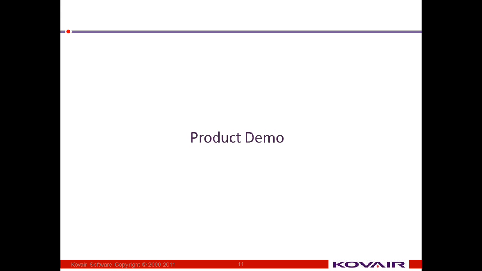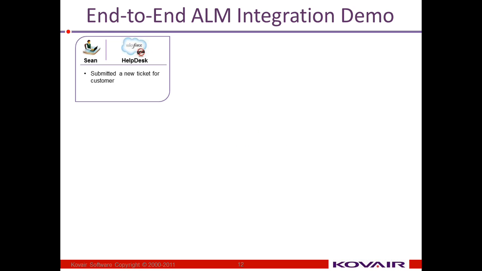Good evening, everybody. Thanks, Kai, for explaining clearly why we need an integrated ALM environment. In today's demo, I will walk you through an example software development scenario where different stakeholders are using different tools throughout the software development lifecycle stages, and we'll see how the Kovair Omnibus integration platform keeps them connected and lets them collaborate in real time.